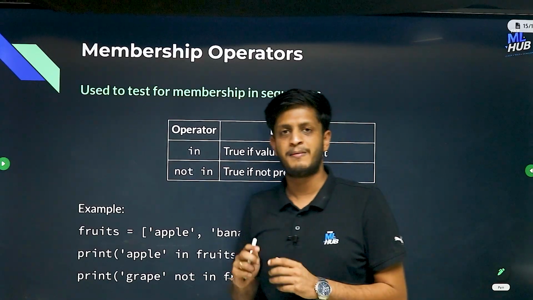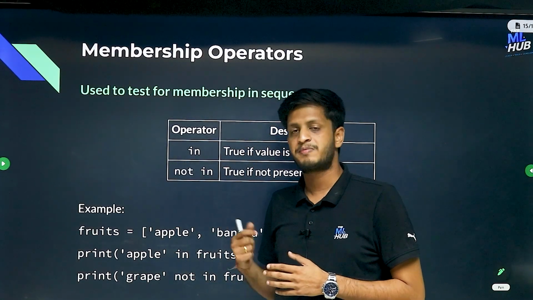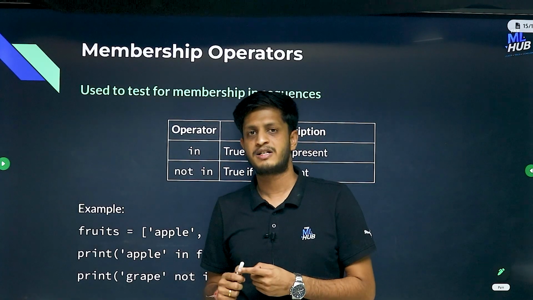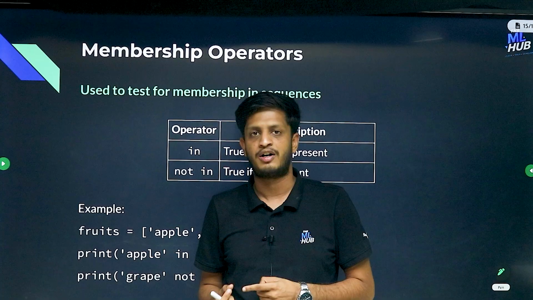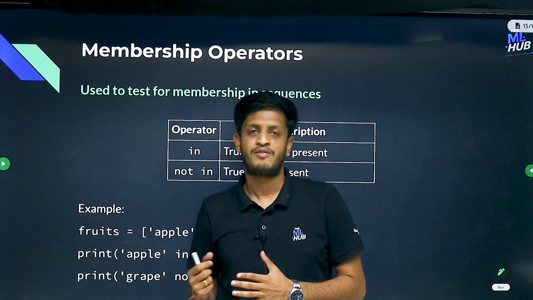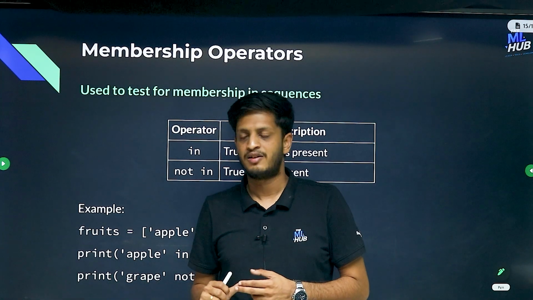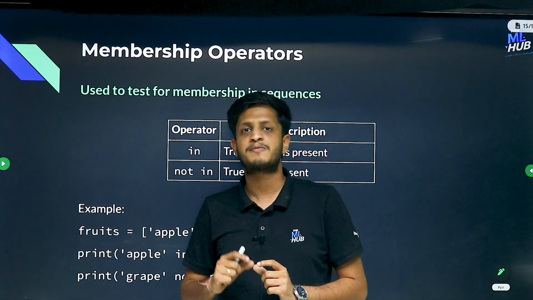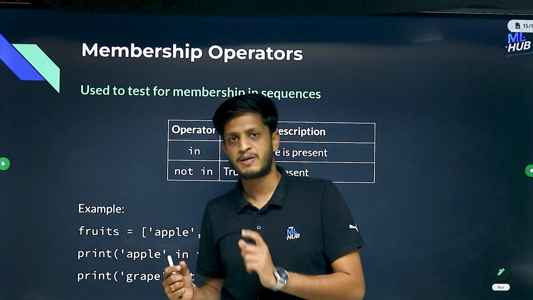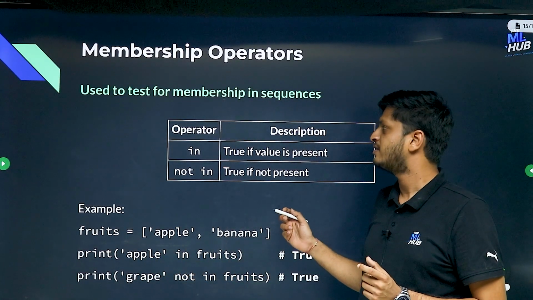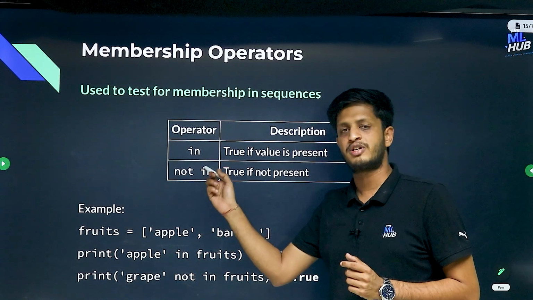We have already seen many operators in the operator lecture, but there are some special types of operators in Python as well. First is the membership operator. They just check whether a particular element is present in a collection or not. We already know that list, tuple, dictionary are all collections. If you want to check whether a particular element is present in a tuple, a set or a list, you can use the membership operator. The operators are in and not in. Not in is just the opposite of in.